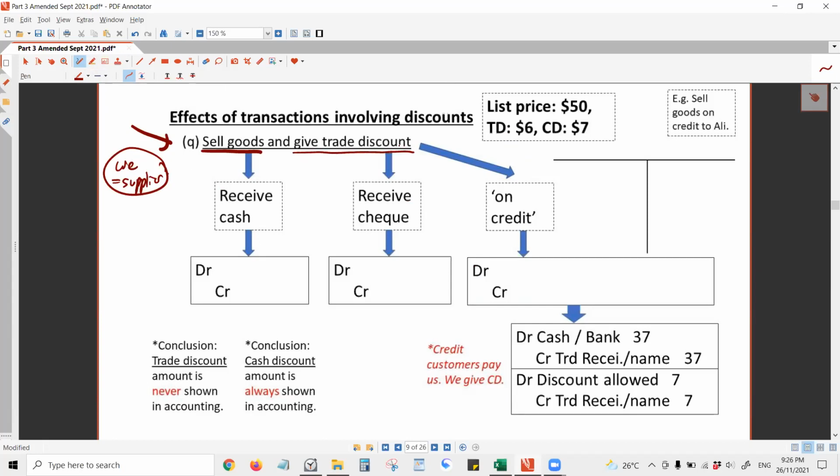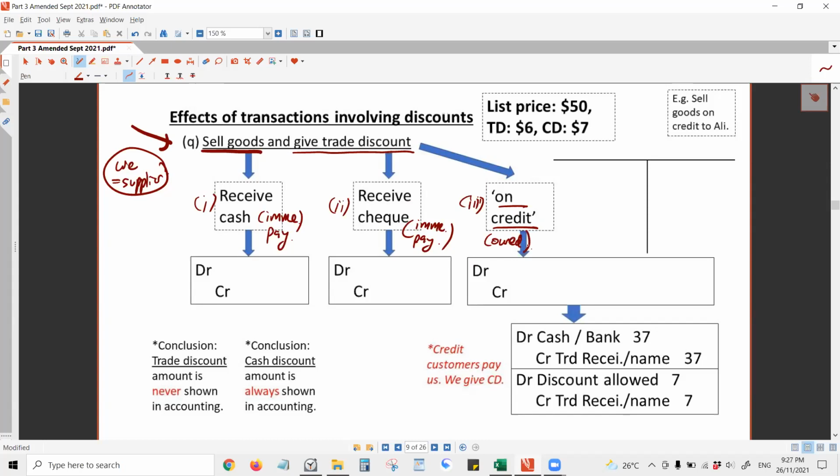Again, when you sell goods, there could be 3 possible situations: Q1, Q2, and Q3. For Q1 and Q2, they are also known as receiving payment on the spot, immediate payment from customer. This is immediately receiving cheque from customer. And the last one is on credit, means owe.